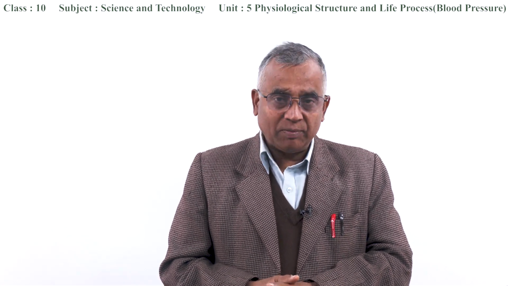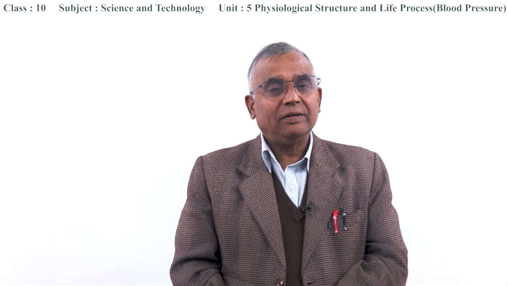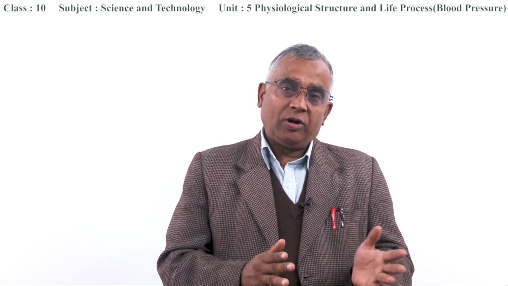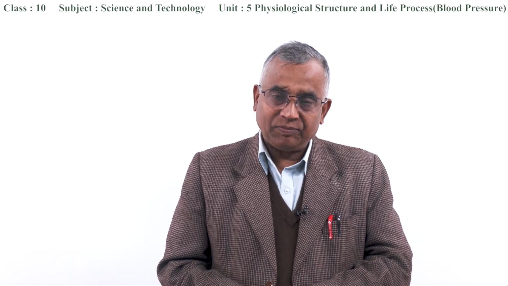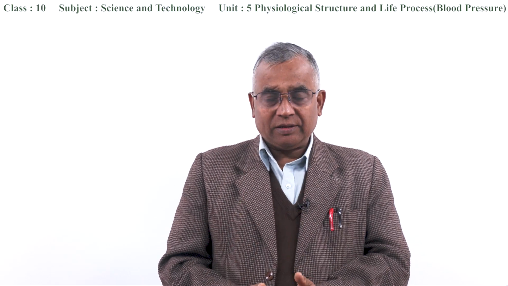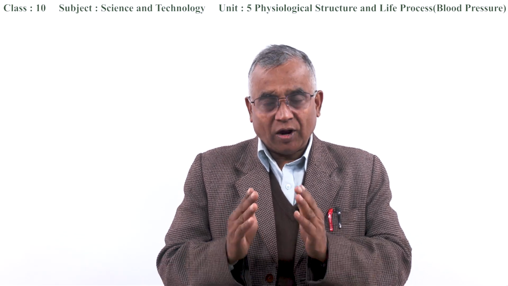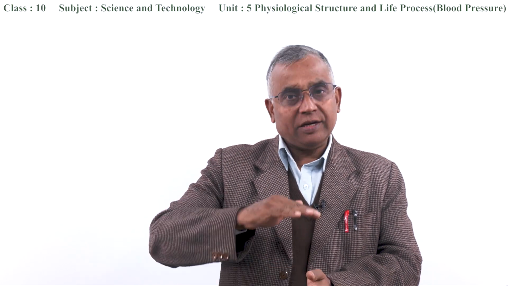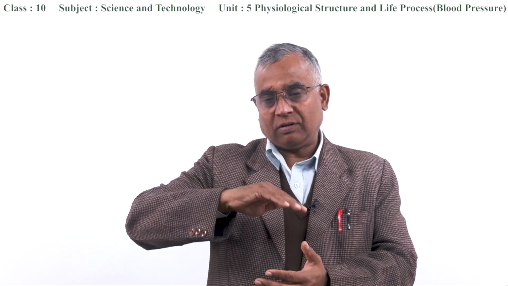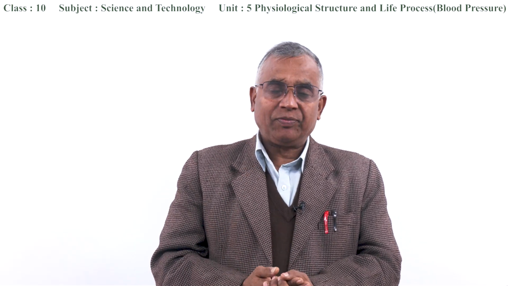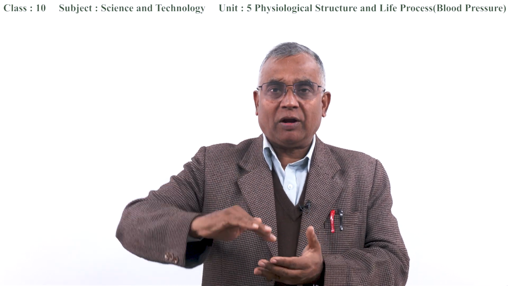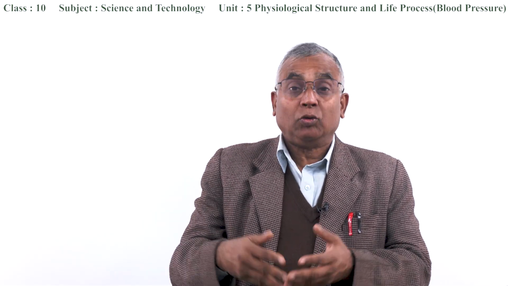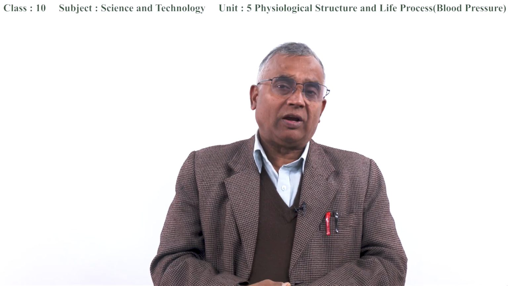Then we finished two types of blood circulation: pulmonary blood circulation and systemic blood circulation. In pulmonary blood circulation we studied the flow of blood from the heart to the lungs and then from the lungs back to the heart. We discussed in detail how the blood flows from the heart to the lungs, what happens there, and how it returns.